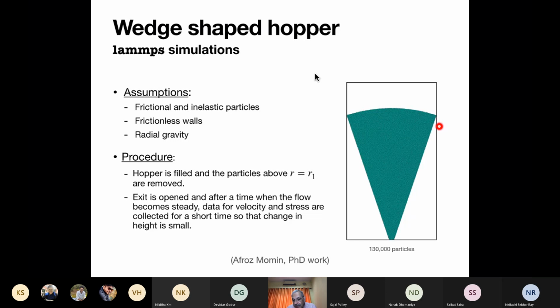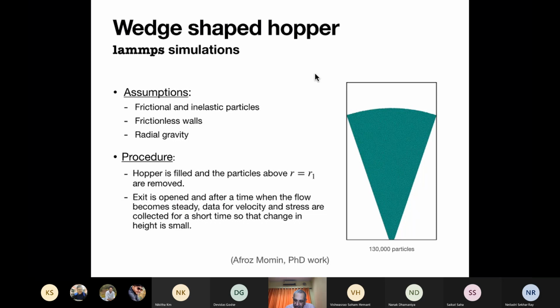Then you remove all particles which are above r equal to r1. So you get this nice round surface on top. Then we open the exit from here, and then the flow starts. So it starts from 0, then slowly it reaches steady state.